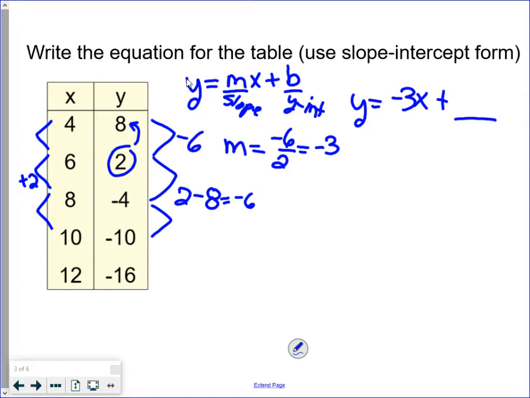The y-intercept is where x is 0. And looking at our table, we do not have an x equals 0 on our table. I'm going to show you 2 different ways where you can find the y-intercept.